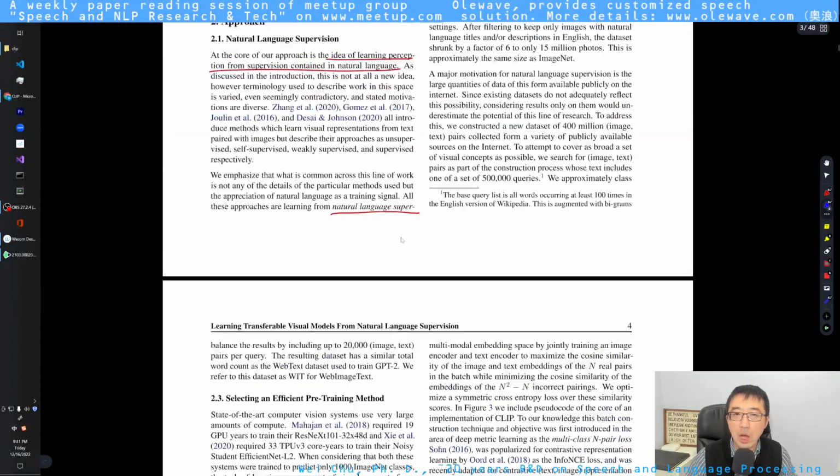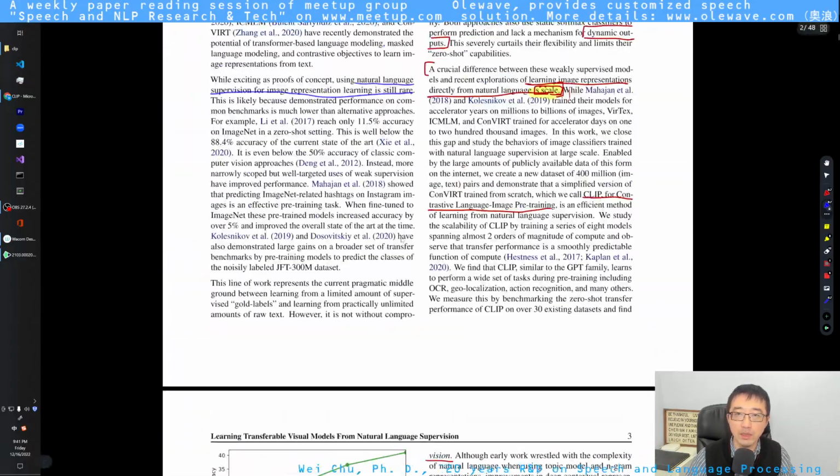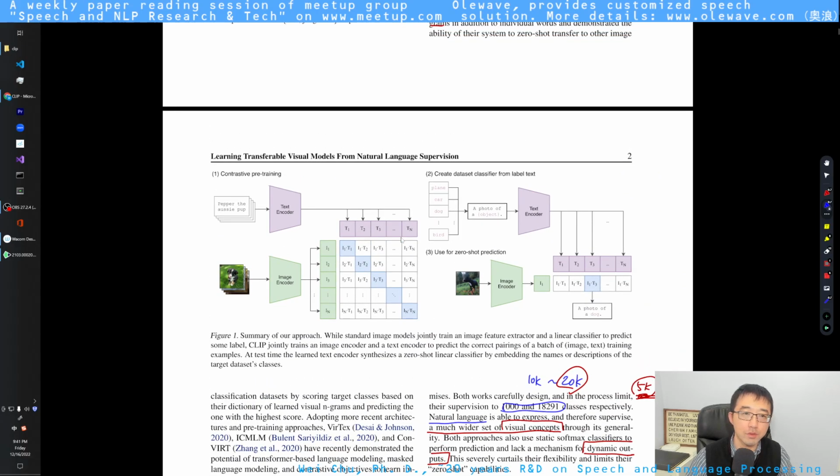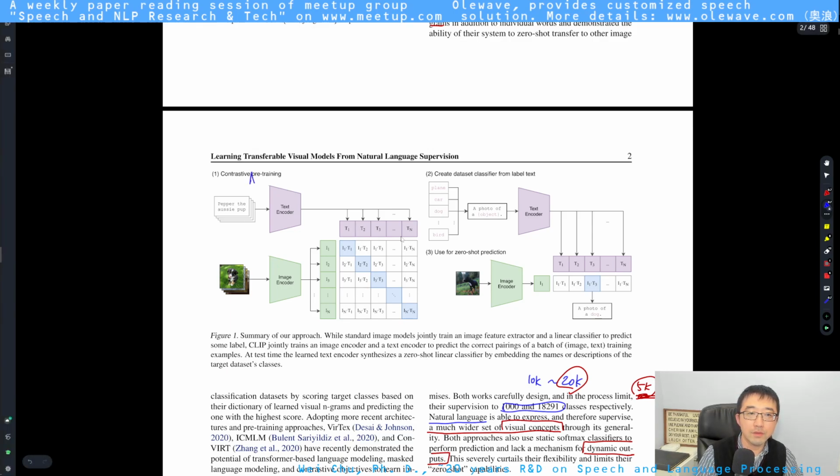Okay. I think now it's time for us to take a look at the model. Finally we come to the model stage, okay? So how does CLIP work? It's a contrastive language and image training. You can pause the video. This is CLIP, right?